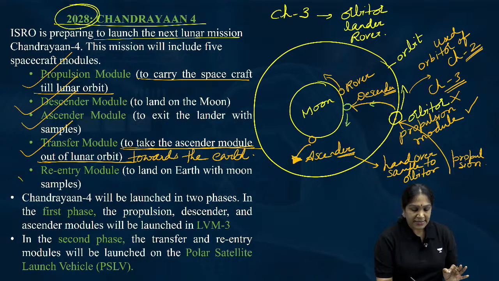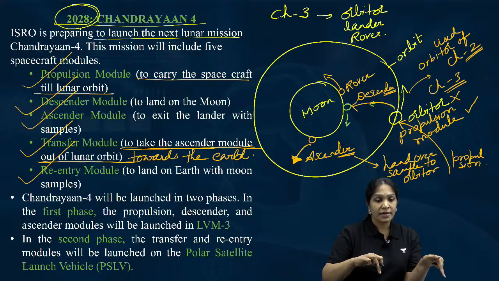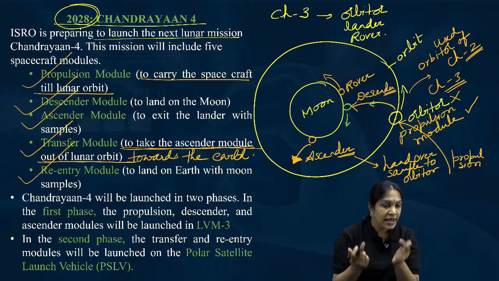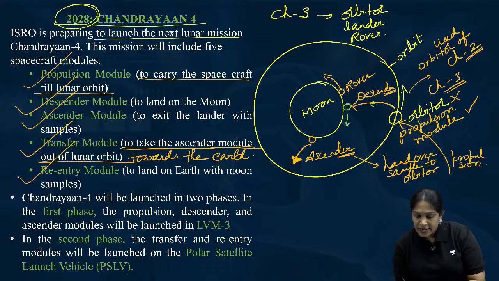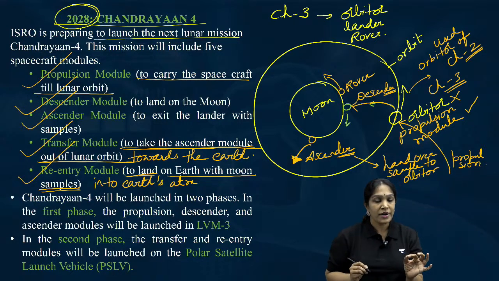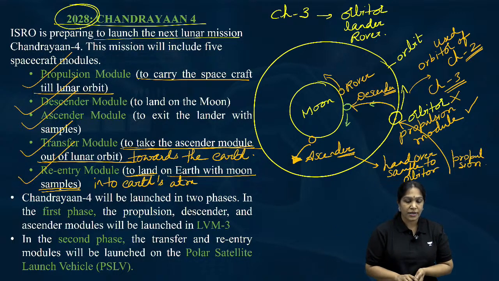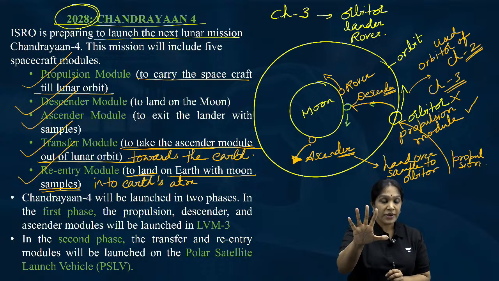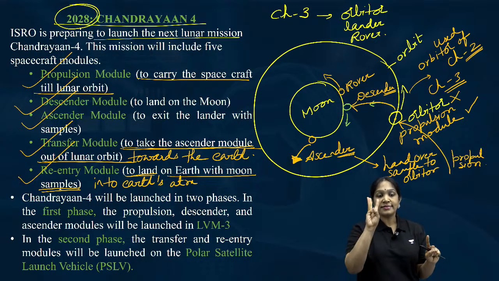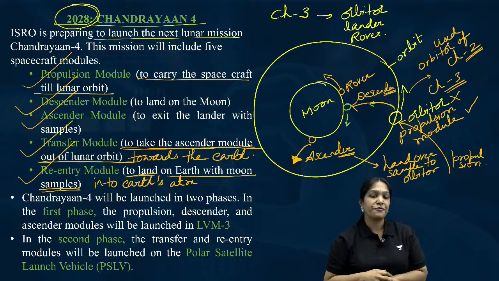Right. Okay. Next, re-entry module. Yes, everybody tell me where to re-enter. After the sample is collected, where to re-enter? Re-enter into the Earth's atmosphere. To land on the Earth with moon samples. Re-entry module is to land onto the Earth with moon samples. So that is the re-entry module. So these are the 5 components of Chandrayaan 4. Chandrayaan 3 had only 3 components, but Chandrayaan 4 has 5 components.